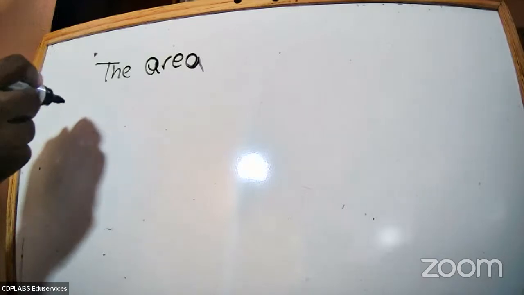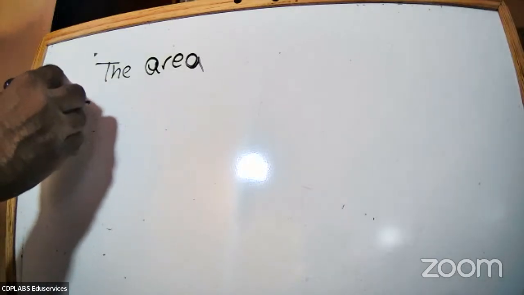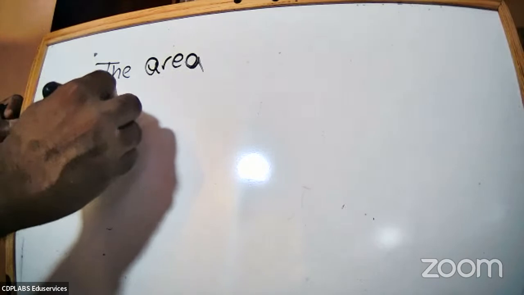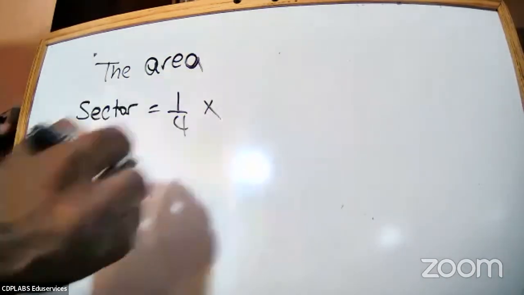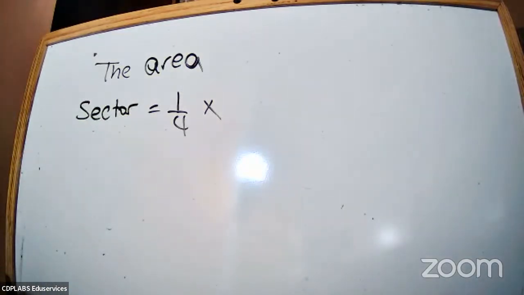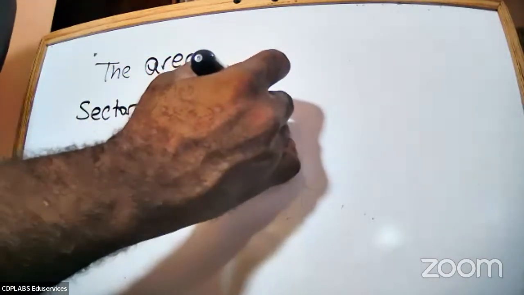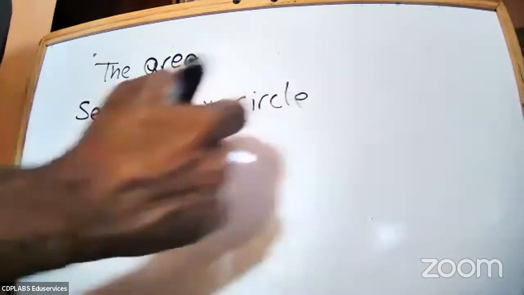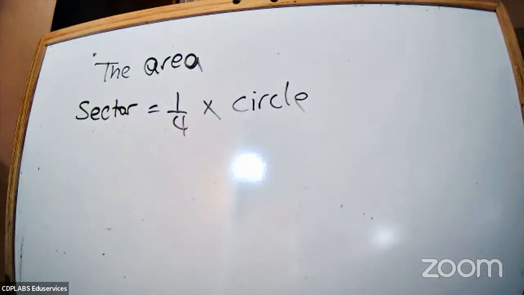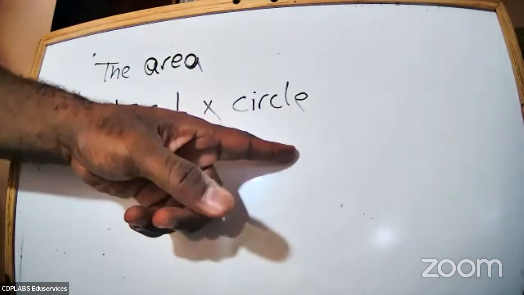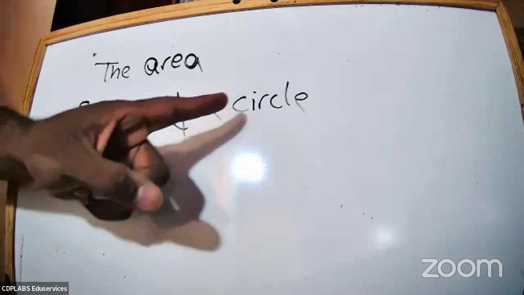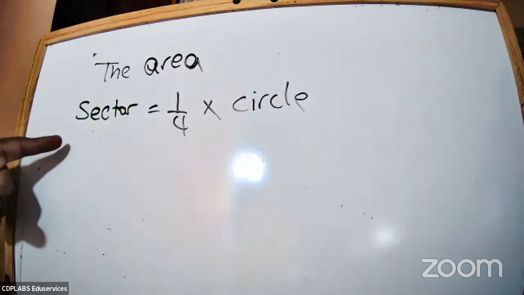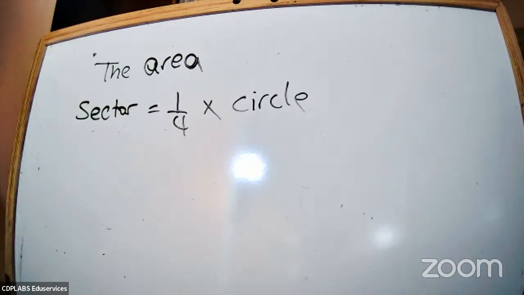Now we note a few things: the sector is a quarter of the circle. The word "of" in maths means multiply. So the sector is a quarter of the circle. Then if we know the area of the circle, a quarter of the area of the circle will give us the area of the sector. That's what it really says.